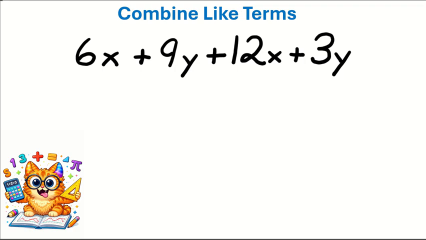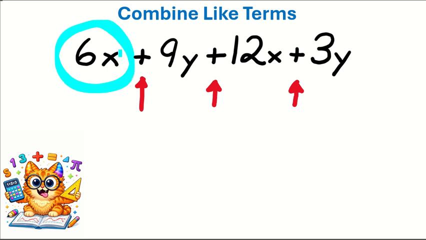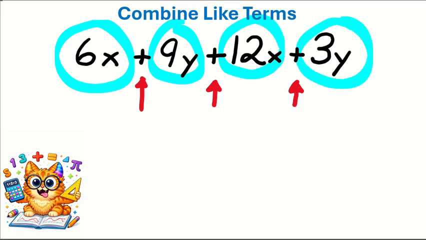Now, remember, when you're combining like terms, it's important to know what a term is. A term in an expression is just the parts of an expression that are separated by an addition sign or a subtraction sign. In this case, we only have addition signs, so we can use those to figure out what the terms are. 6x is a term, 9y is a term, 12x is a term, and 3y is a term.